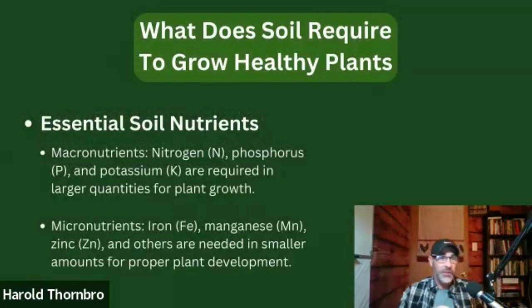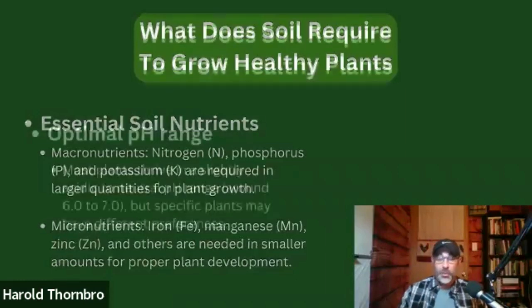It has to have essential soil nutrients, your macronutrients like your nitrogen, phosphorus, and potassium. Those are larger quantities. That's the stuff that it needs more of. But then you have a lot of micronutrients too, your iron, manganese, zinc, a lot of others. And a lot of those are already present in the ground. It's just whether plants can uptake them or not. Those two things work a lot together.